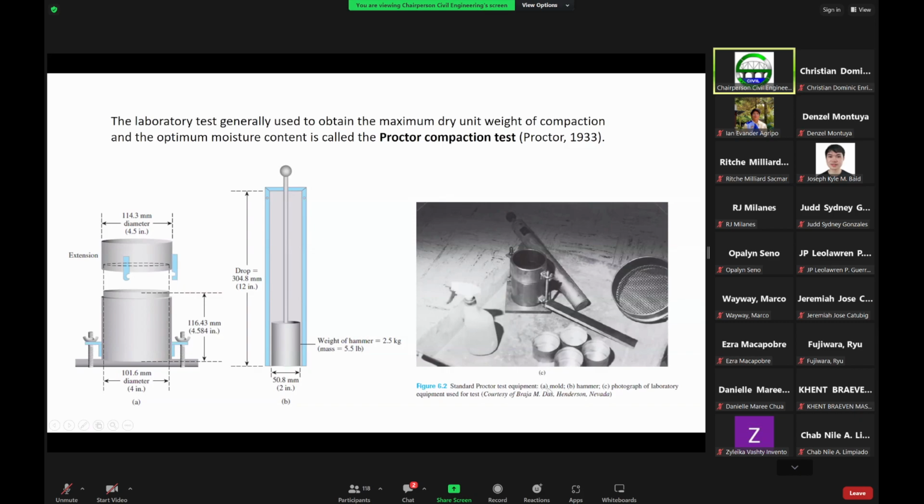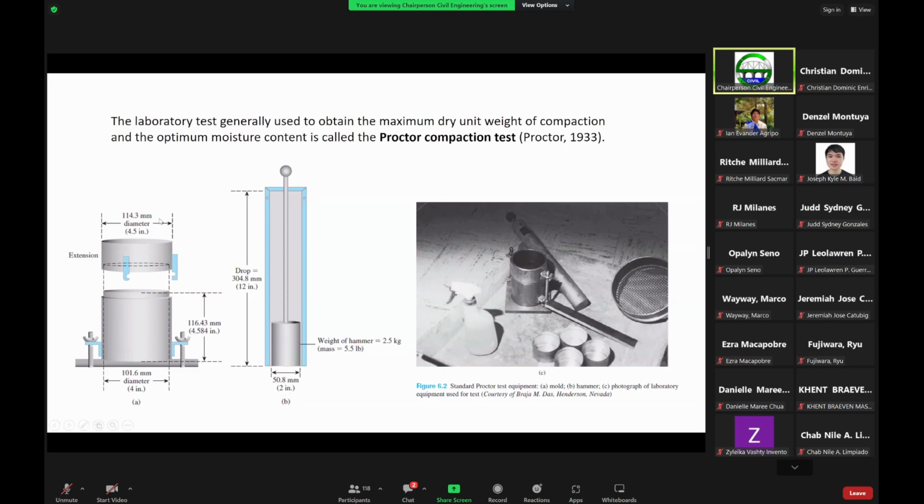Here A is now your mold. We call this the mold. In the picture, this is now your mold. And B here is now your hammer. This is now the hammer. Don't worry, you will be doing this in the lab as well, so you can really do the compaction test yourself.